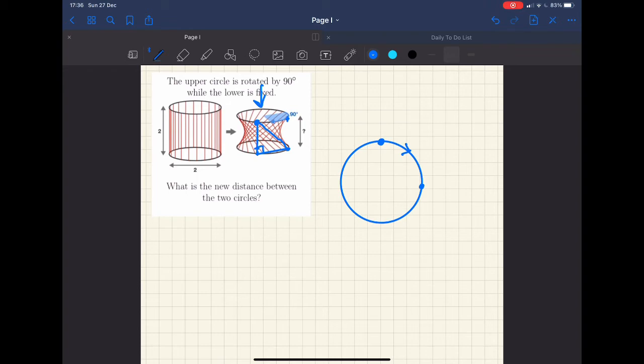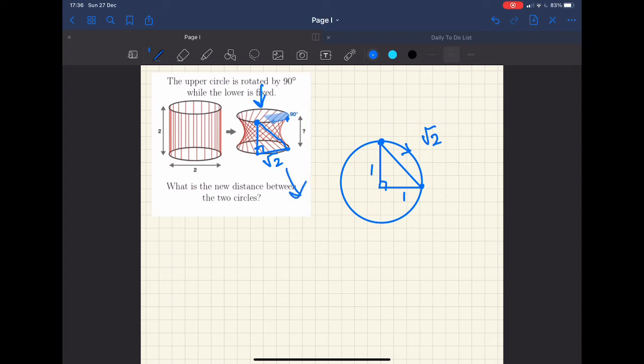So if I draw in a radius here and one here, then we know the radius of the circle is 1 because the diameter is 2. So that's 1 and that's 1. So this hypotenuse of the triangle, or base of the other triangle, is just going to be easy to calculate using Pythagoras. It's just going to be the square root of 1 squared plus 1 squared, so root 2. So we know the base now is root 2.